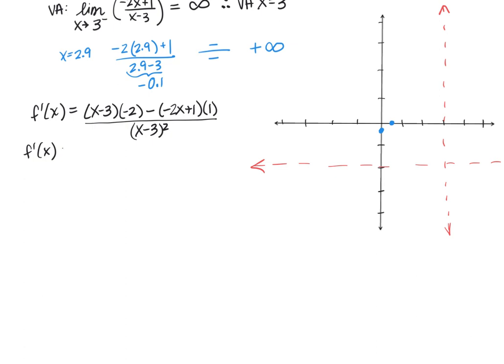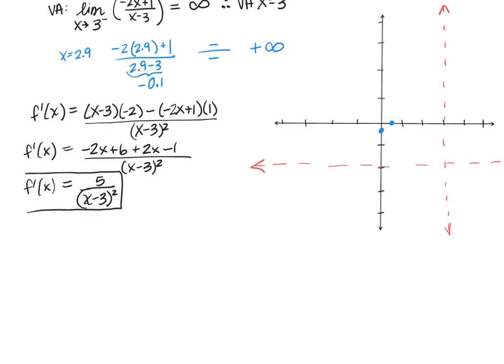So simplifying here, it looks like we're going to have -2x plus 6 plus 2x minus 1, all divided by x minus 3, the quantity squared. So our simplified first derivative is going to be 5 divided by x minus 3, the quantity squared.